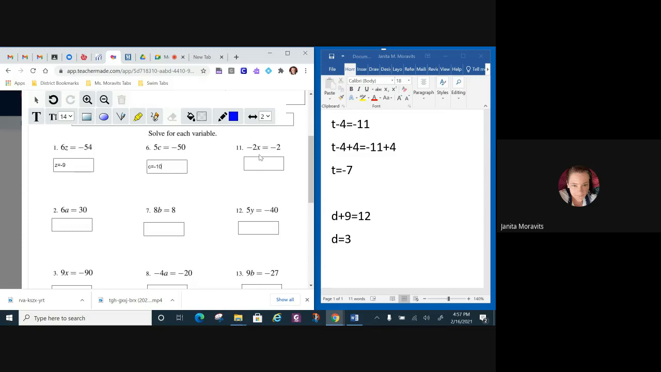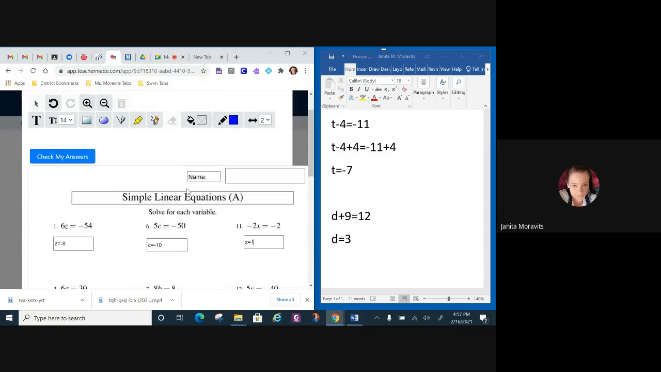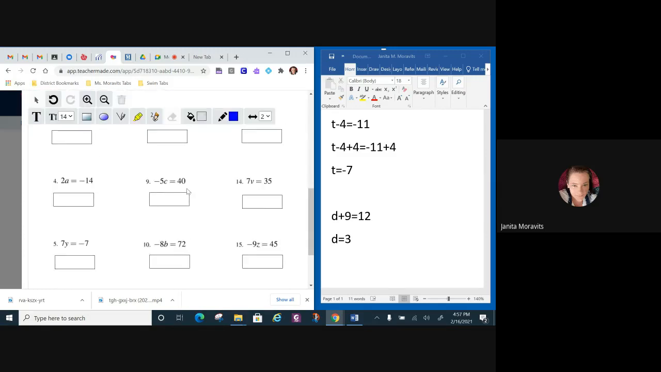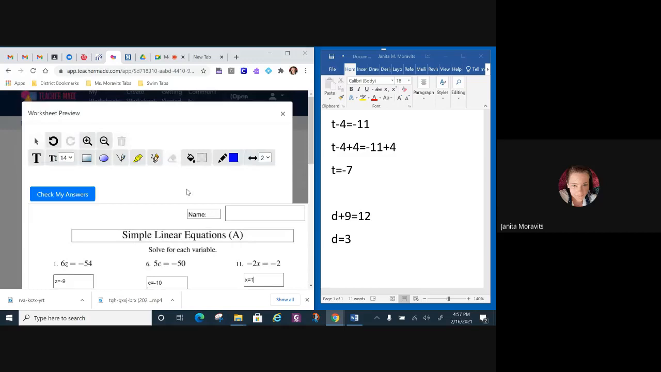On the next one, you have negative 2 times x. And again, you're multiplying, so you have to divide. Negative 2x divided by negative 2 will leave you with an x, just an x. And that's equal to negative 2 over here divided by negative 2. So that would leave you with 1. All right, you're going to work through some more of these like that. And that is equations 4.